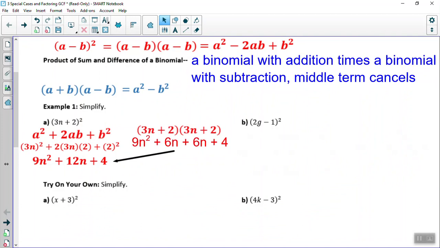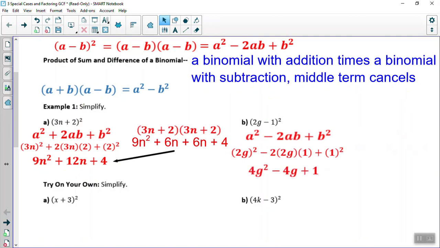All right, let's take a look at this one. Again, I'm going to use that pattern. So in this case, my A is the 2g, my B is that 1. So when I go to substitute them in, it'll look like this. But just remember that when we have that subtraction sign, we follow that subtraction sign as our first sign. The second one's the addition sign.